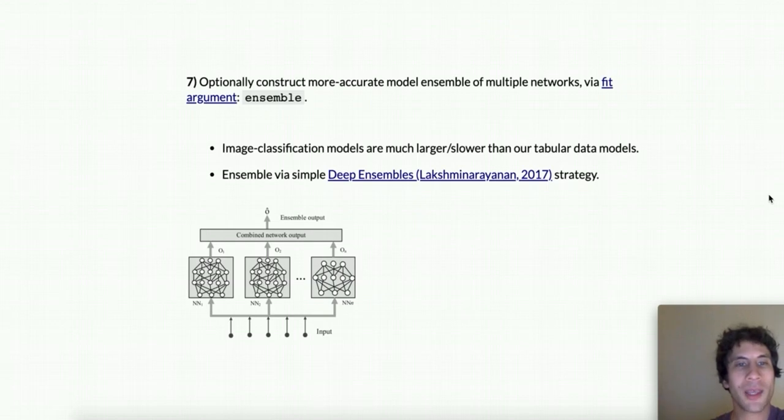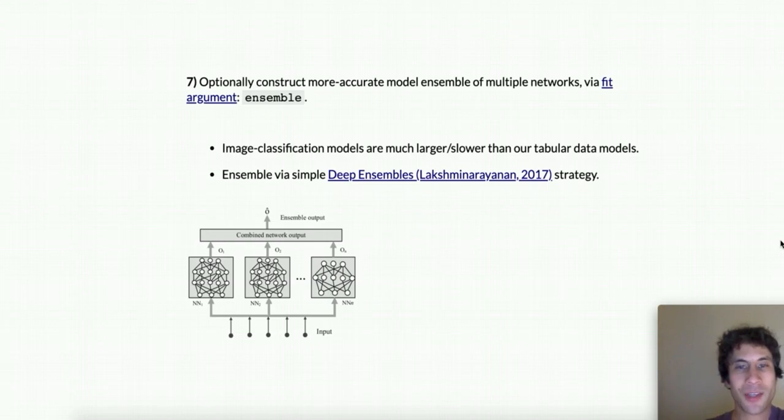We can optionally construct a more accurate model ensemble of multiple networks by specifying the fit argument ensemble. Here we use a very simple ensembling strategy that's popular for deep learning in particular, called deep ensembles, in which you just train multiple copies of the same neural network with different random initializations. And there's also some additional randomness in the training process due to stochastic gradient descent, which operates on random mini-batches of data.